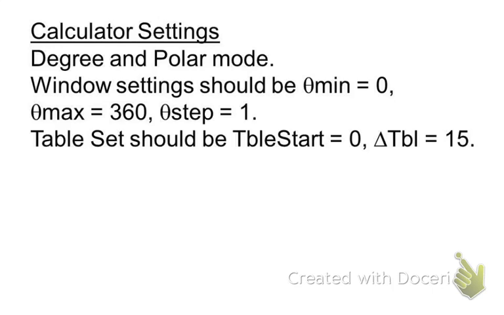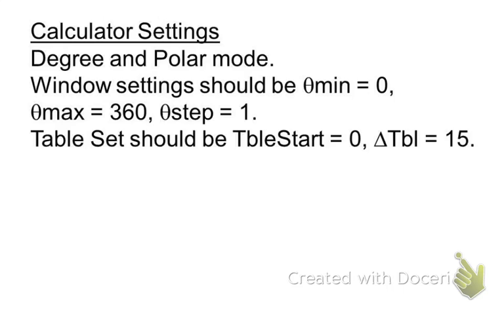So, calculator settings. First thing, you're going to go to mode and make sure that you are in degree and polar mode. Then we're going to go to window, and from polar mode the day before we had negative 360, positive 360, and then I think our theta step was at 15. So if you want to leave it at those settings, that's fine. Or you can change it to 0, 360, and 1.